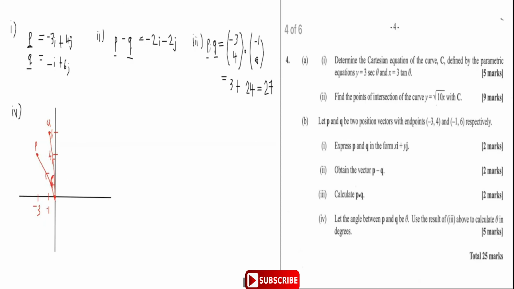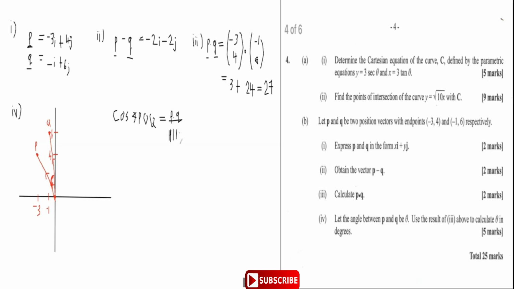Since we already found p dot q, we're good to go. Because how do we find the angle? We know that the cos of any angle, in this case the angle I'm going to call POQ, the cos of the angle POQ is going to be equal to p dot q over the norm of p times the norm of q.